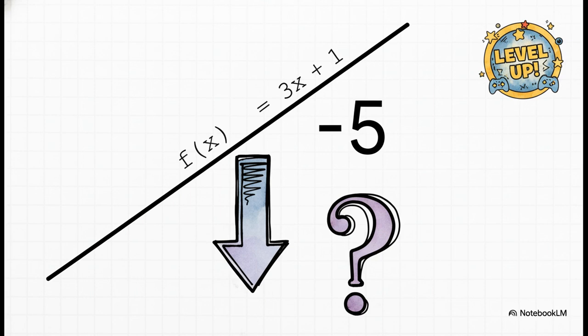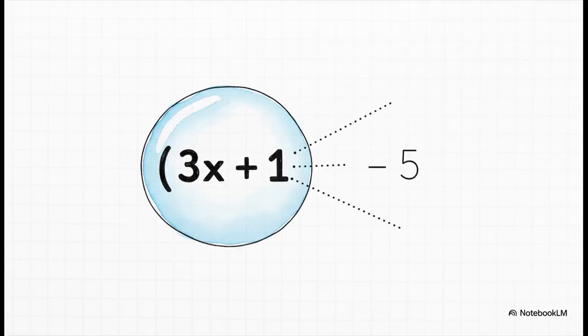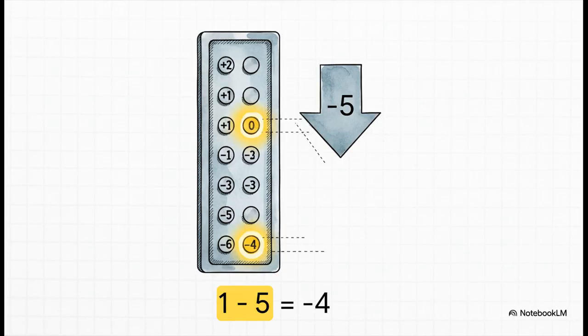What happens if our starting function already has a number at the end? Let's take f of x equals 3x plus 1 and shift it down 5 units. The logic is exactly the same. There's just one tiny extra step. So the rule says to apply the shift to the entire function. We take that whole thing, the 3x plus 1, and since we're going down 5, we subtract 5 from that whole expression. And now it's just a little bit of cleanup.